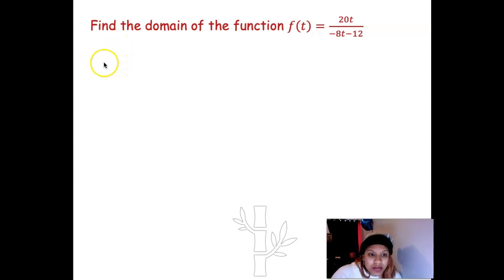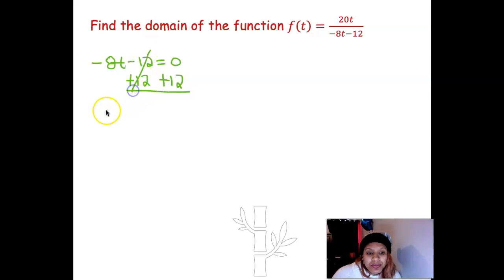So what we do is we take the denominator, which is negative 8t minus 12. We set it equal to 0, and we solve for the variable. So we're going to add 12 to both sides, and then divide by negative 8 on both sides.